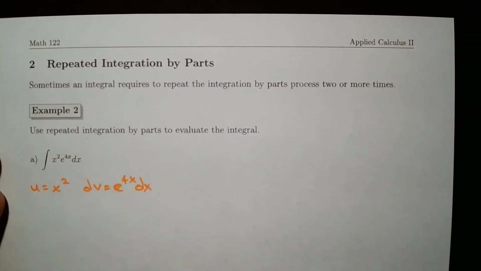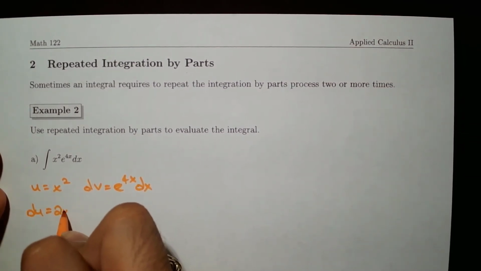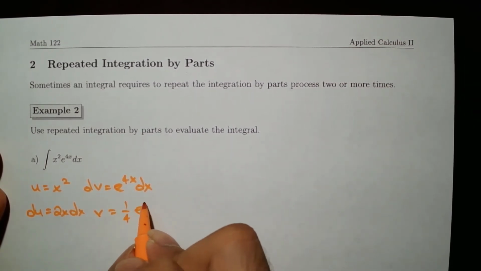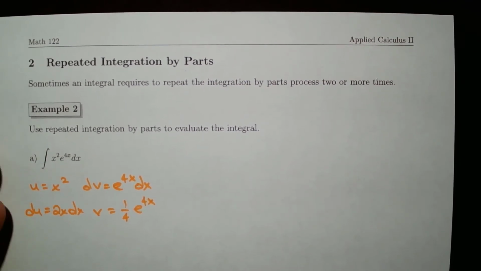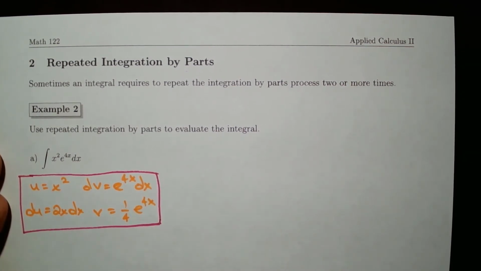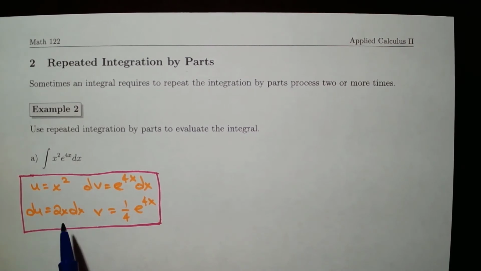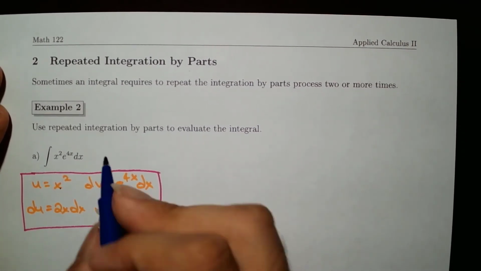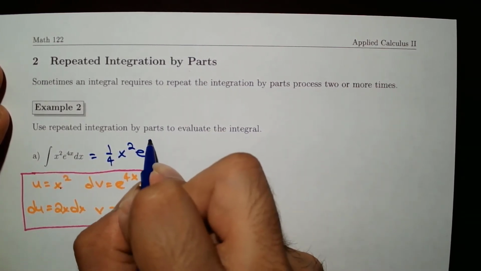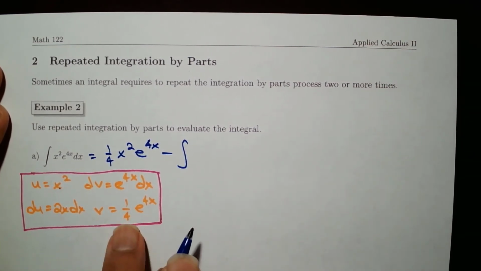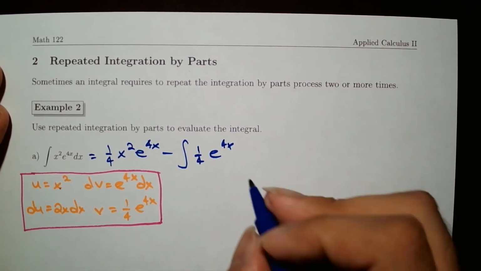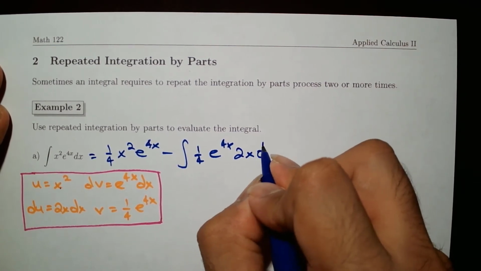Now let's do the same that we did before. Du will be in this case 2x dx, and v, which will be the integral of this, which will be 1/4 e to the 4x. Again, no need to write the plus c. Let's put this inside a box. Alright. So let's use a formula for integration by parts. U times v, that's going to give us 1/4 x squared e to the 4x minus the integral of v, which is 1/4 e to the 4x times du, which is 2x dx.